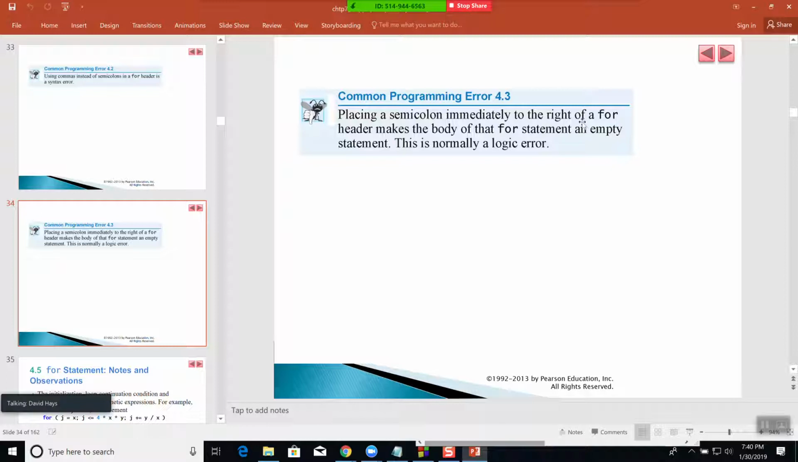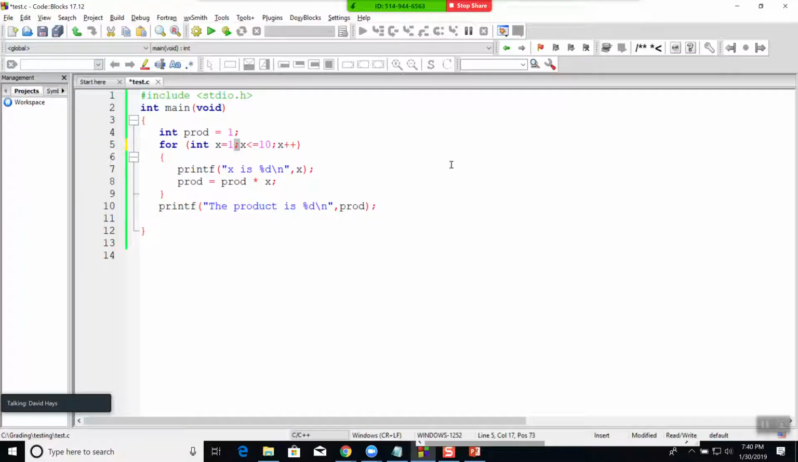Placing a semicolon immediately to the right of a for header makes the body of that for statement an empty statement. There's normally a logic error. I guess that would be a logic error. It's an infinite loop. Remember how we put the semicolon at the end of the while? Putting a semicolon here, well, no, it won't. I'm lying. That's not an infinite loop. It'll go through here, and it'll increase x each time, and it'll just do this one time. It'll just do this when x is equal to 10 or 11.